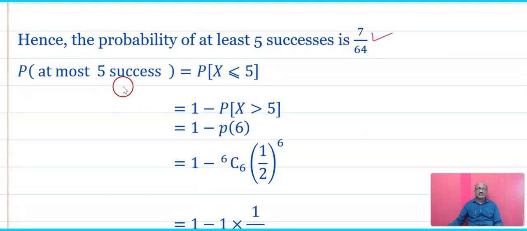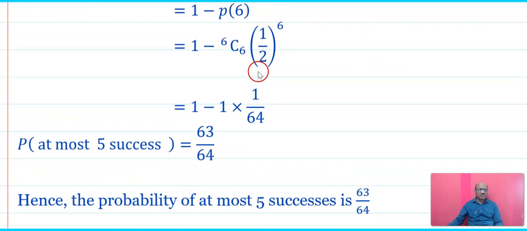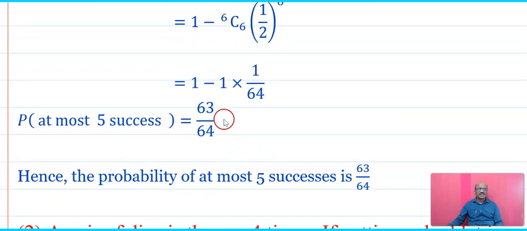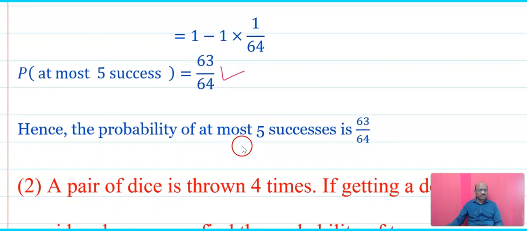At most 5 success, that is P of capital X is less than or equal to 5. म्हणजे 5 पर्यंतच पाहिजे, up to the 5, not more than 5. And therefore we can find out by using its complement. That is nothing but 1 minus P of capital X greater than 5. And we know that P of 6 is 6C6 1 upon 2 raised to 6. And it is 1 minus 1 into 1 upon 64. And if we simplify, then you get 63 upon 64. Hence the probability of at most 5 success is 63 upon 64.